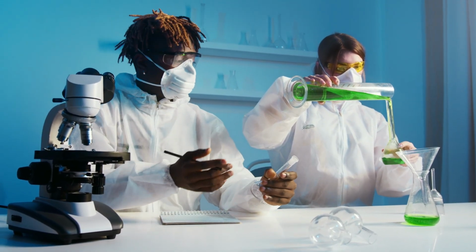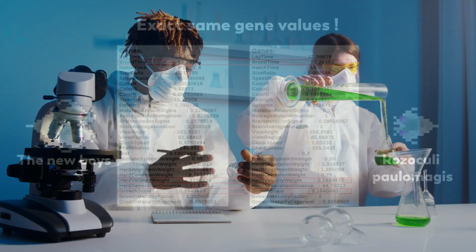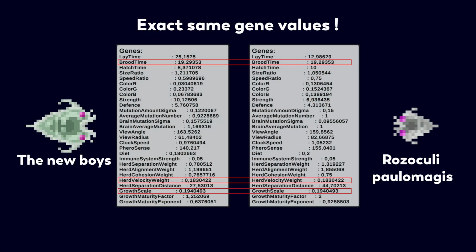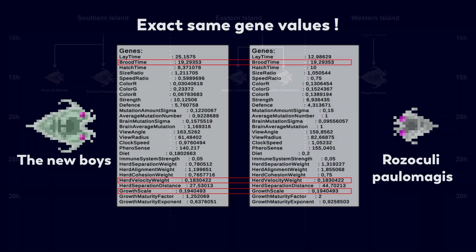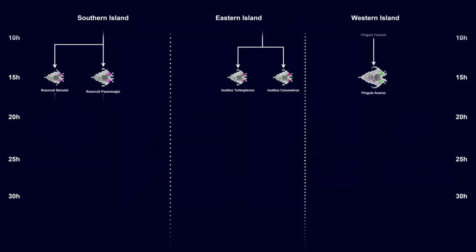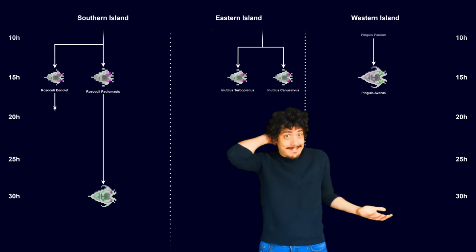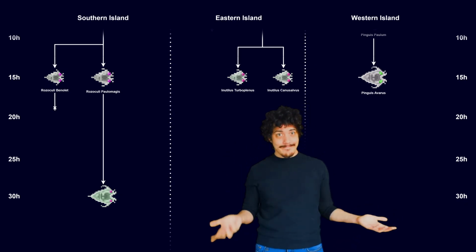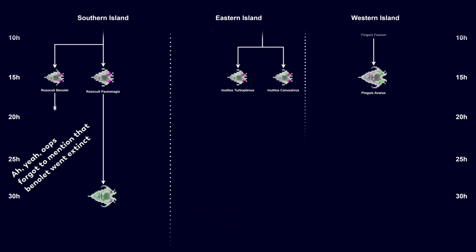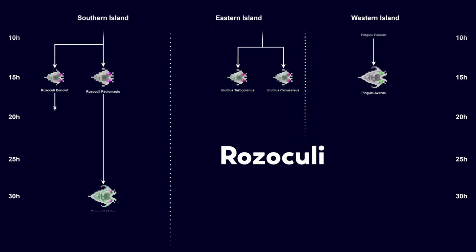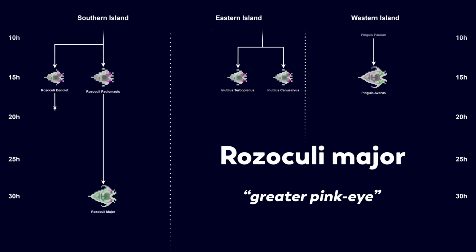I think that based on the fact that our green giants have a gene that has the exact same value as Rosoculi paulomagis had 15 hours ago, I'm going to put our giants in the Rosoculi genus, as descendants of the paulomagis. I might also be influenced by the fact that I don't want the Rosoculi genus to be extinct already, but this is a very hard call to make. We'll give them the name Rosoculi major because of their size.